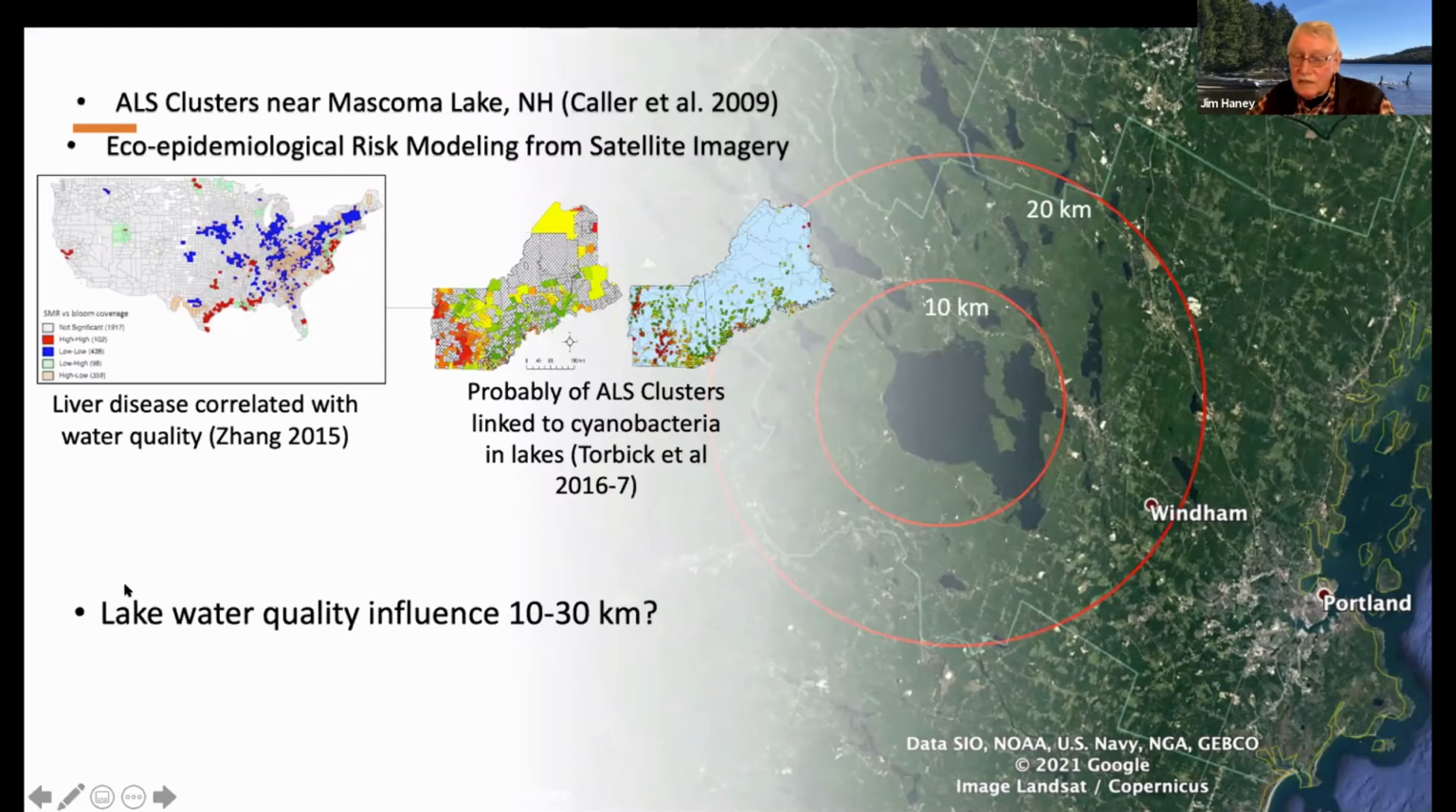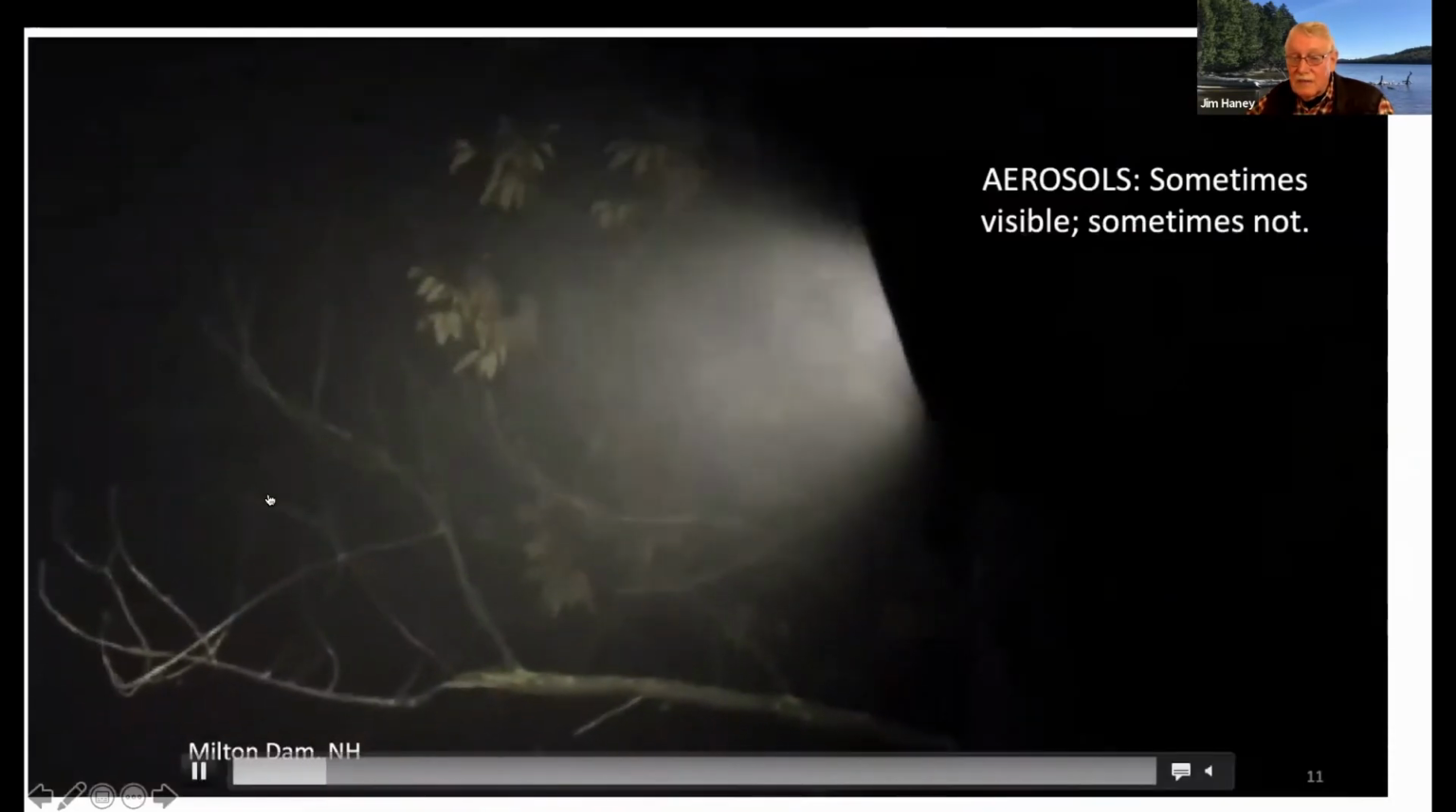One of the interesting things that came out of this is that if there was more than a statistical link, then the influence of these lakes was extending out in Torbick's study as far as 10 to 30 kilometers. So that suggested an interesting radius over which somehow the water quality had to be affecting people. Of course, we weren't the only ones to think of this. One of the likely ways this could happen, if it were to happen, would be through airborne toxins. So that started us actually thinking about aerosols.